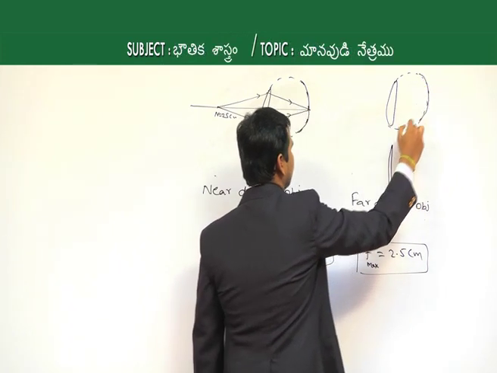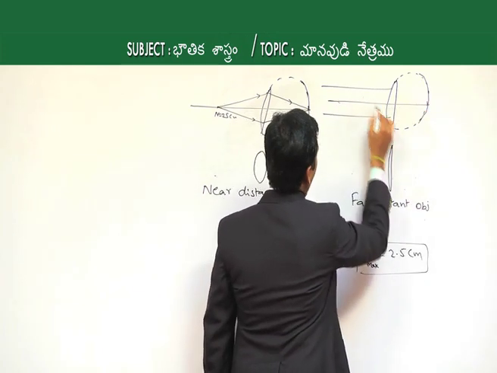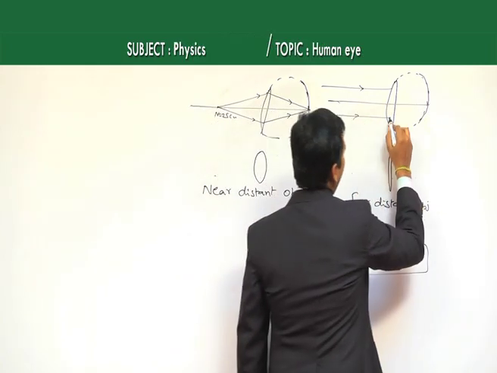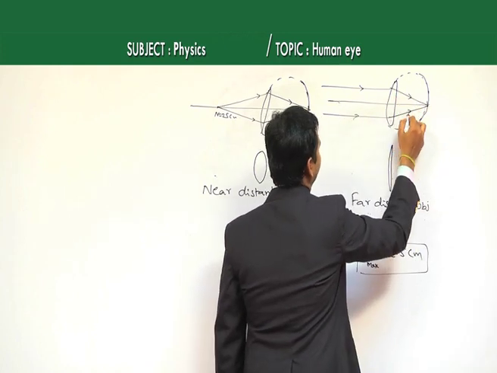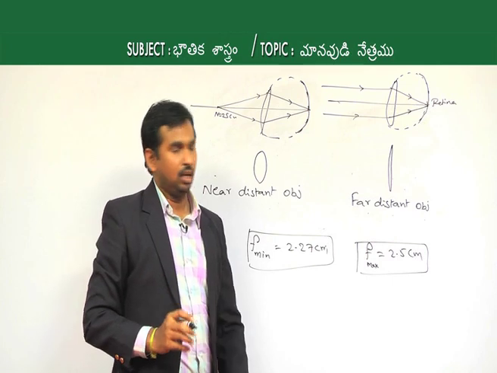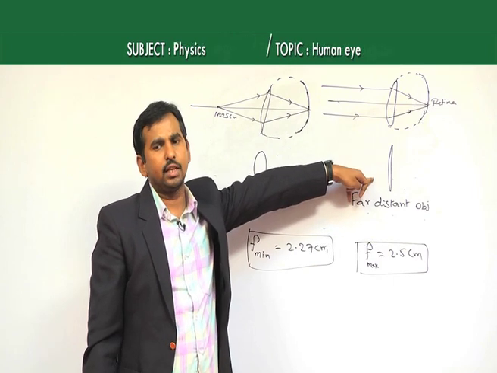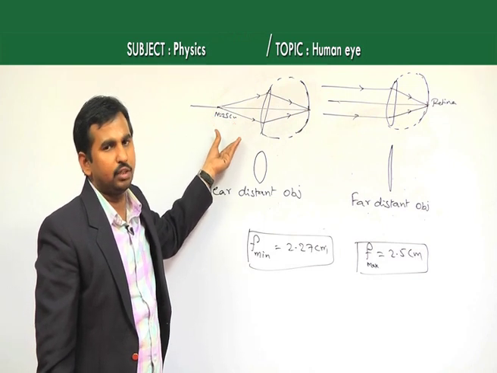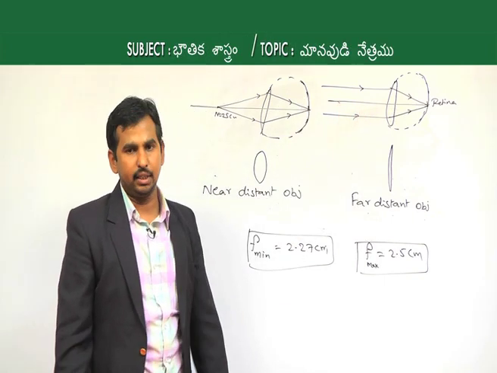Suppose this is our eye lens, and the object is at a very far distance, so the light rays come parallel. After refraction, the light rays meet exactly on the retina, like this. This is our retina. This is the case of minimum focal length for the near object, and this is the case of maximum focal length. For minimum focal length we place the object at 25 centimeters, whereas for the far distance the object is at infinite.